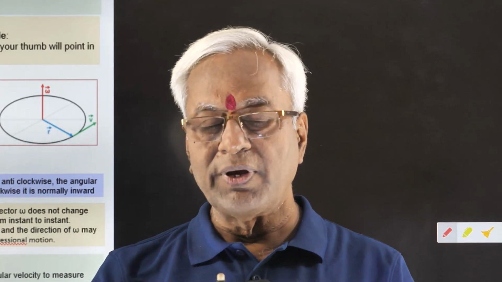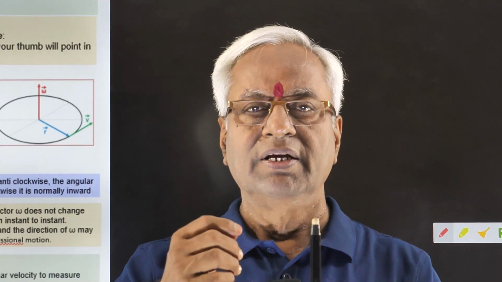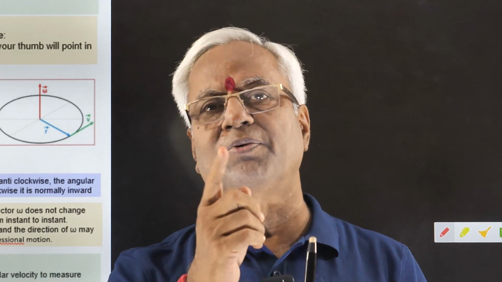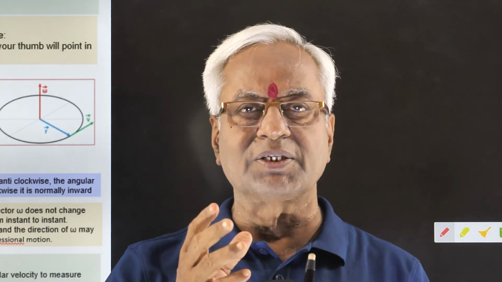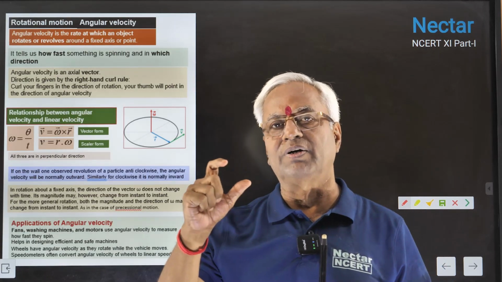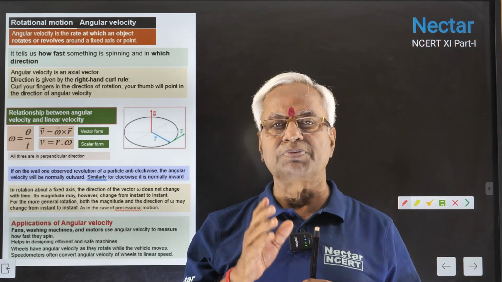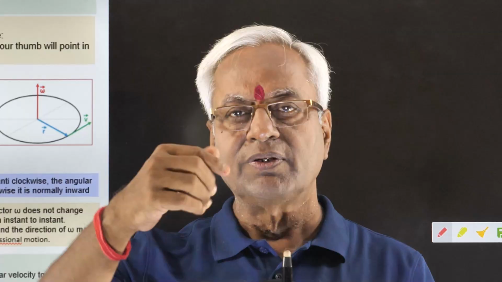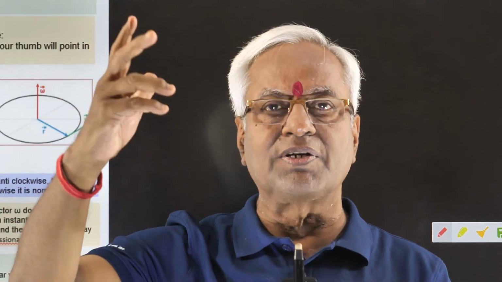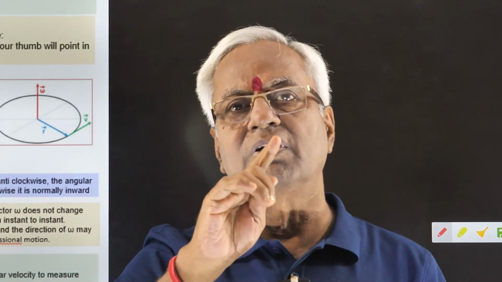But in a complex type of rotation, where even the axis of rotation is also getting rotated, there is the possibility of change in both magnitude and direction, as in the case of precessional motion. In the precessional motion of a spin top, its axis also rotates. Then angular velocity will change. The direction of angular velocity is also regularly changing.